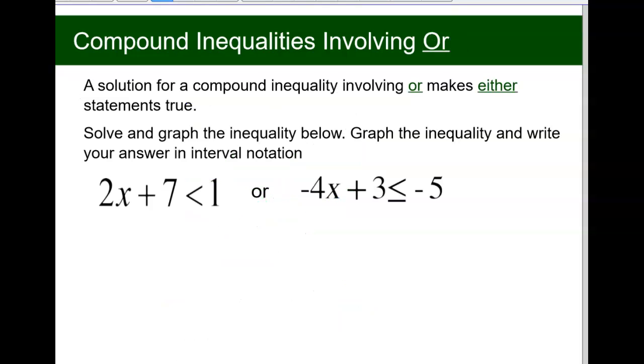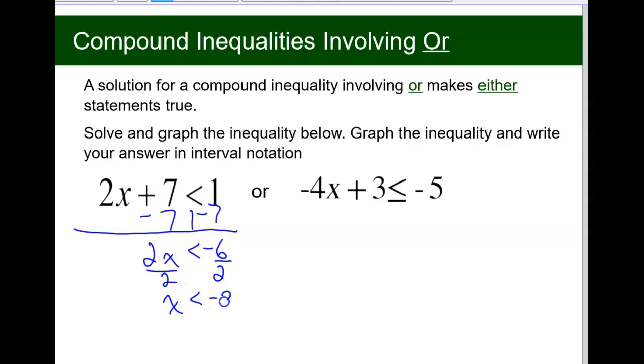All right, now this is an inequality joined by or. So the solution to this inequality makes either of these two statements true. 2x plus 7 is less than 1, or negative 4x plus 3 is less than or equal to negative 5. Well, I want to basically then solve each inequality separately. So how do I get x by itself in this first one? Well, first I'll subtract 7. 2x is less than negative 6. Then I'll divide by 2. x is less than negative 3.